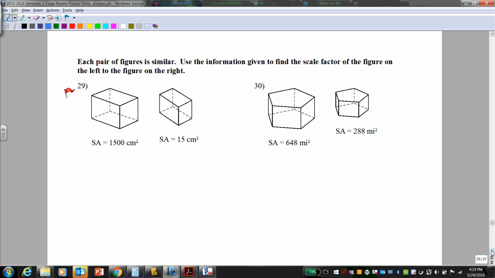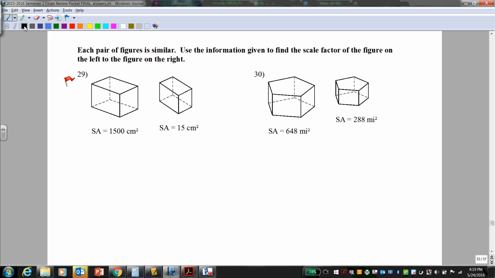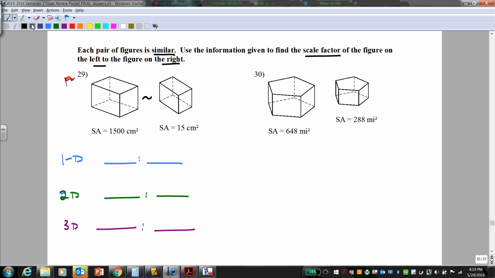Okay, it says each pair is similar. So we do this. That means they're the same shape, different size. Use the information to find the scale factor of the figure from the left to the right. Now, the minute you see the word scale factor is similar, you should be thinking 1 dimension, 2 dimension, and 3 dimensions. Let's see what we actually have.